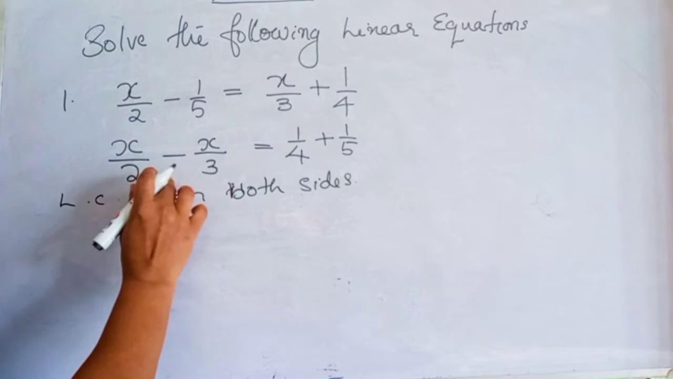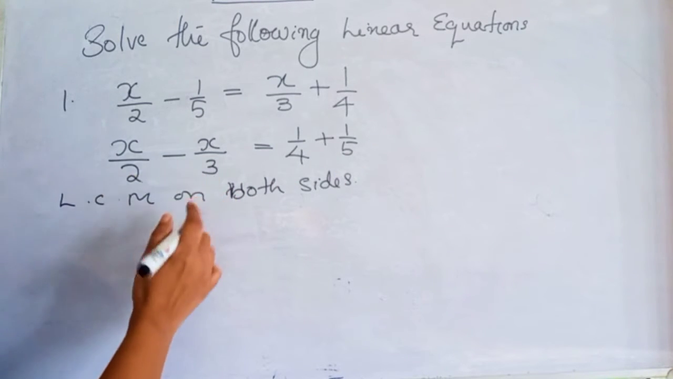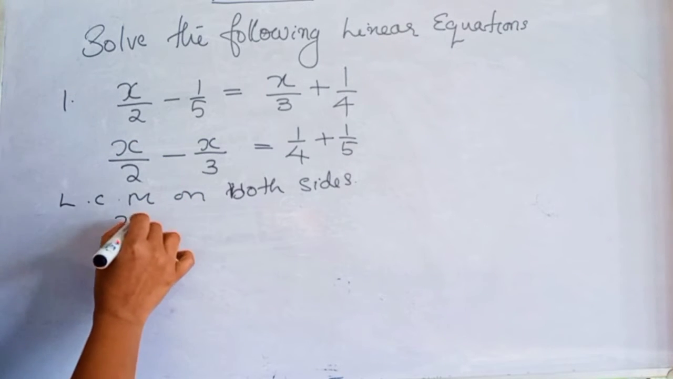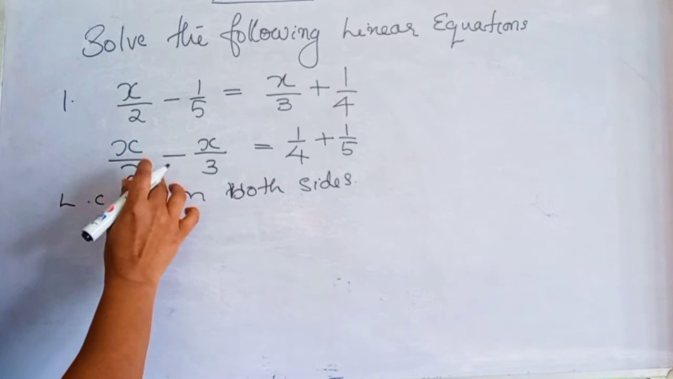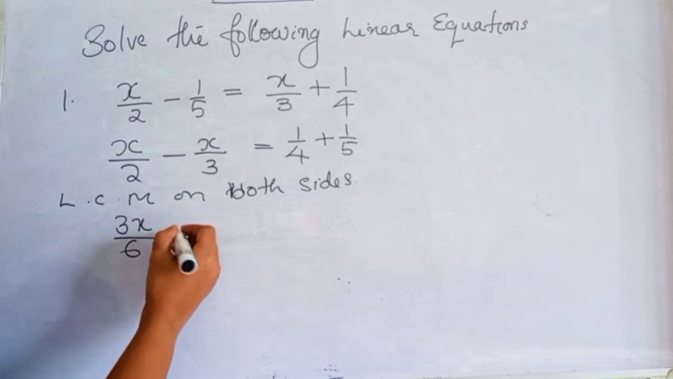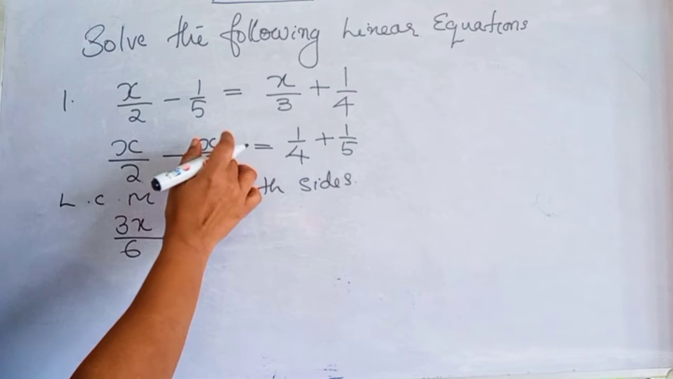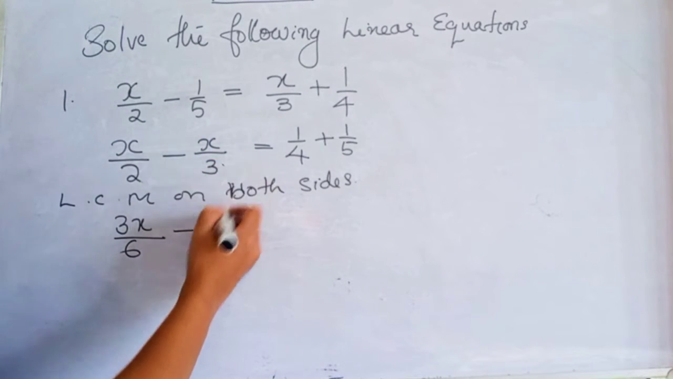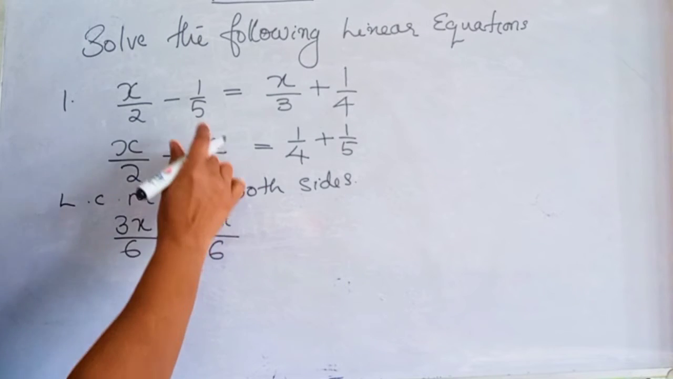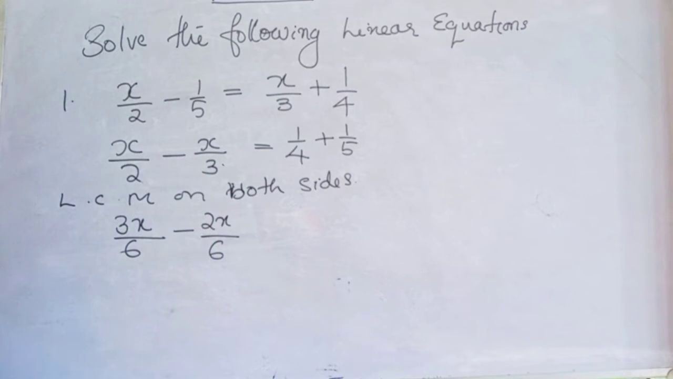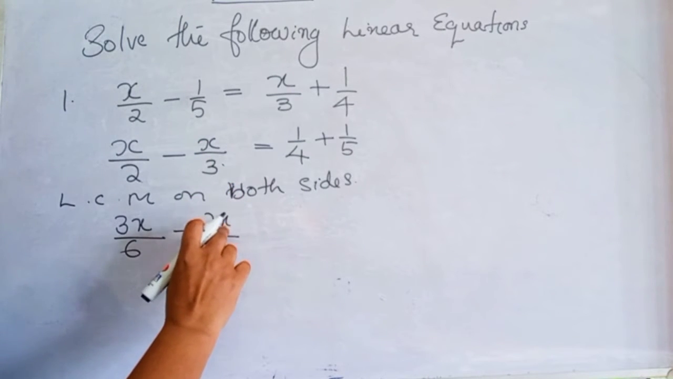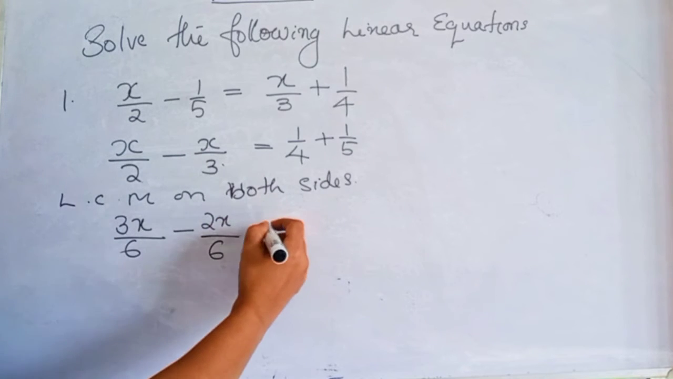So here, we know 2 3s are 6. So this will become 3x by 2 into 3, that is 6, minus here it is 2x, we need to multiply with 2 to make the denominator 6. So we need to multiply with 2 to make the numerator correct. That is 2 into x, 2x by 6.